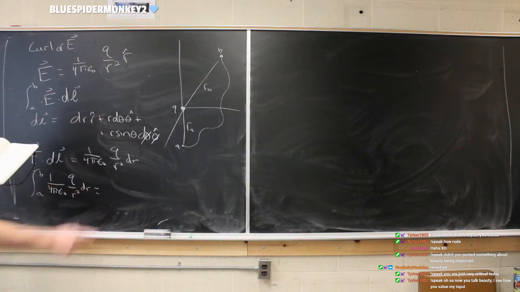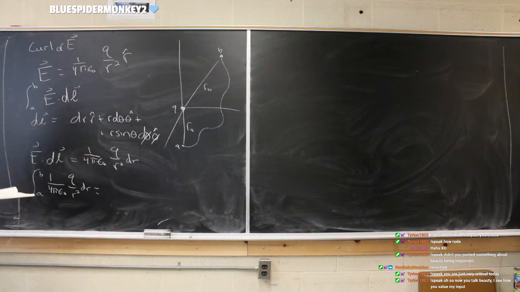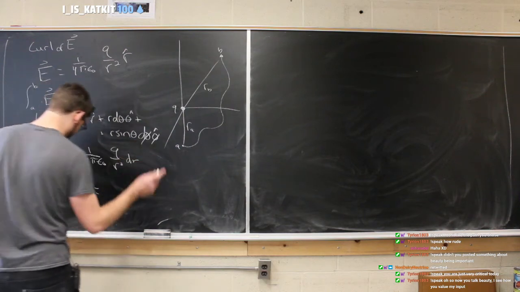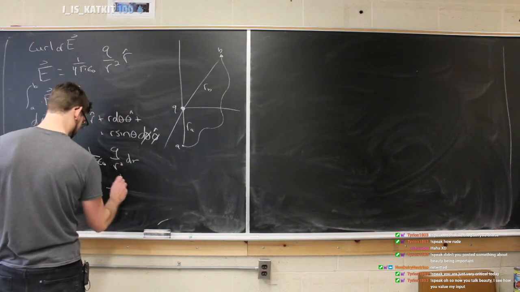See, that's the type of beauty that he was talking about, the important kind. So now we can evaluate this. Let's evaluate this integral. It's basically r squared here and dr on the bottom, so we're just going to do the inverse power law, or the reverse power law, whatever you call it.